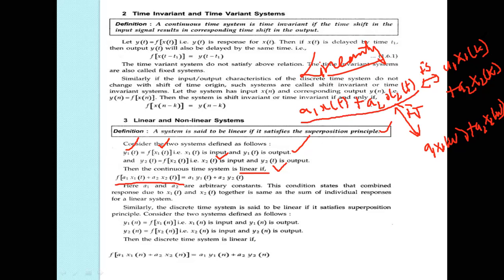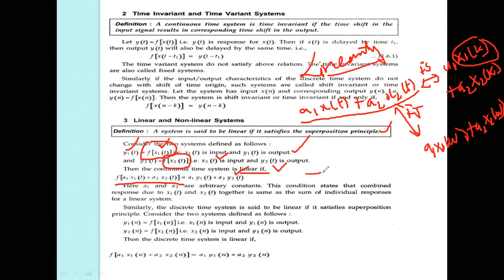What is that y1 of t? You see here, y1 of t is a function of x1 of t. What is the y2 of t? A function of x2 of t. Got it? Then the system is a linear system.